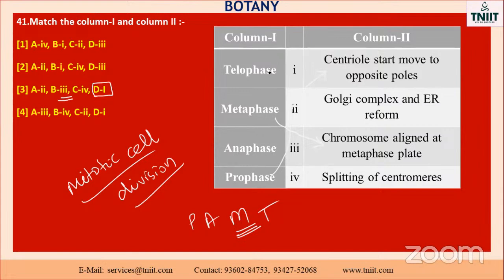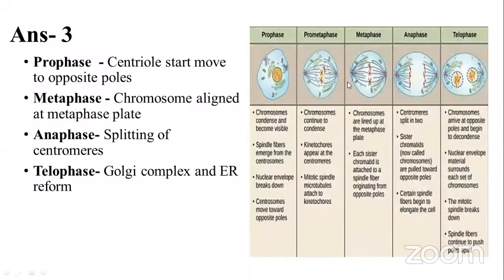First, A is telophase, which is nothing but the Golgi complex appearance. See here. Telophase. And this one is called metaphase. Metaphase we already discussed: chromosomes are lined up at the metaphase plate. So this is the metaphase.